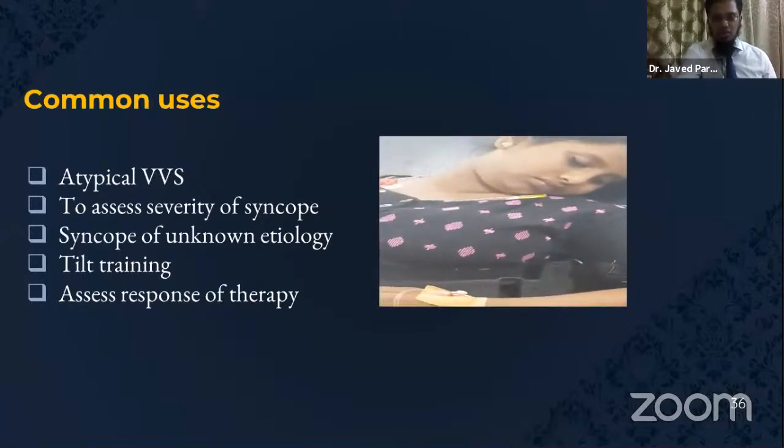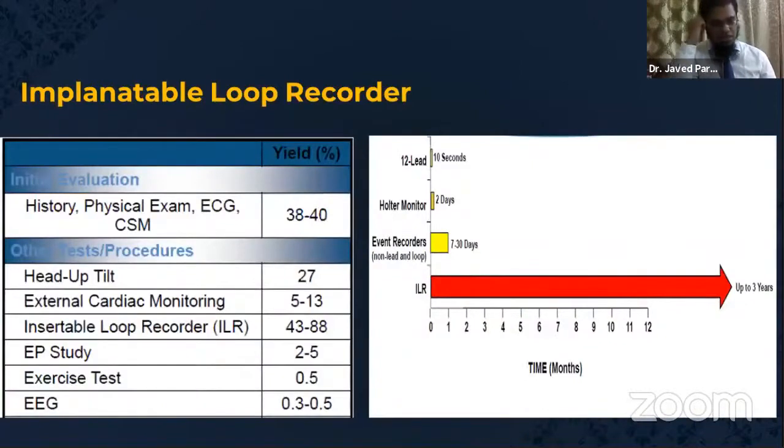So that is diagnostic of reflex syncope or vasovagal syncope. One slide about the implantable loop recorder. So you can see the yield of ECG. The longer you record, the more likely you will be able to come to a diagnosis. A 12 lead ECG is basically a record of 10 seconds majorly.